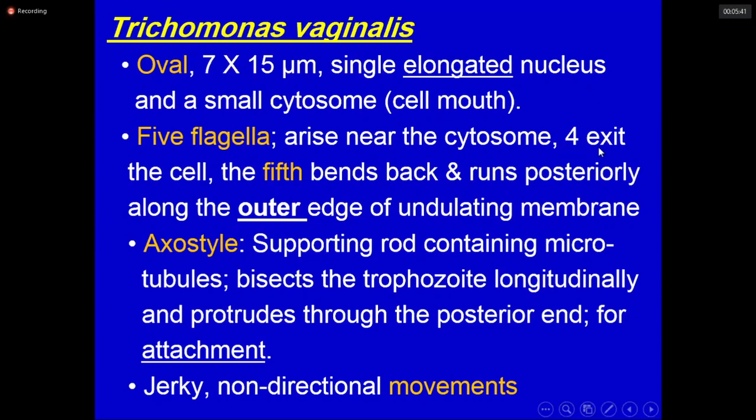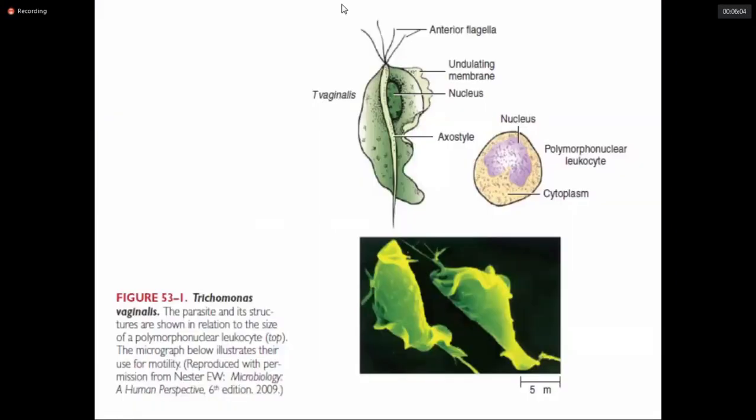Four of them exit the cell, going outward. The 5th one bends backward and runs posteriorly along the outer edge of the undulating membrane. There is a wavy membrane surrounding the parasite. We see these 4 flagella, and the 5th one runs along the undulating membrane. You can see it, an elongated parasite, and the nucleus is also elongated.